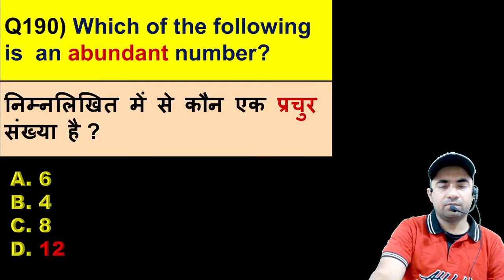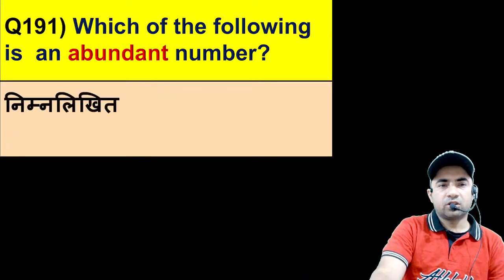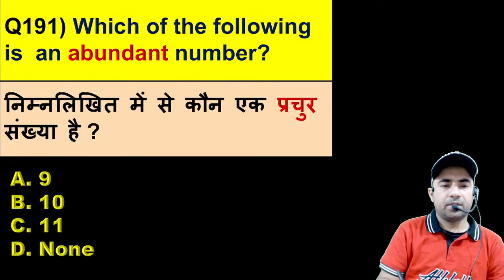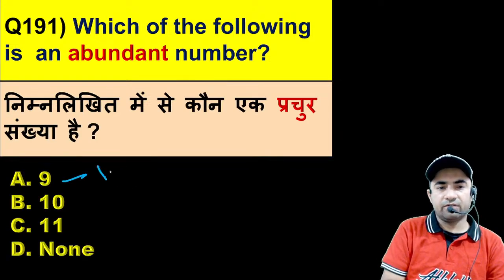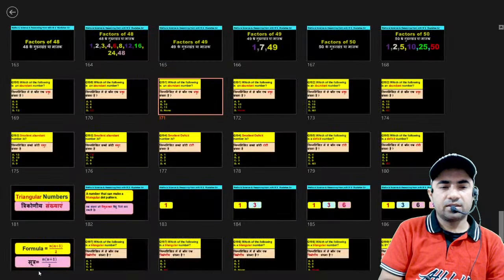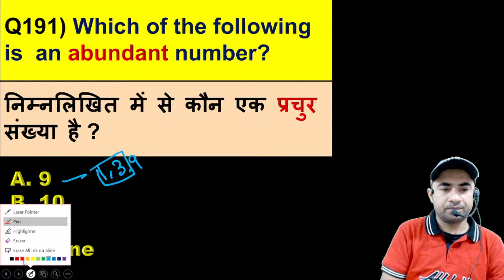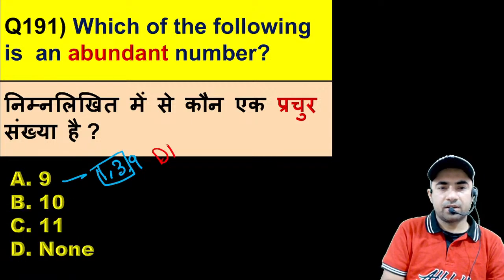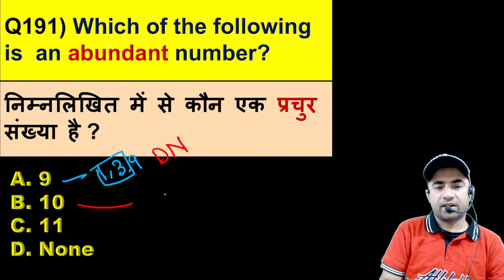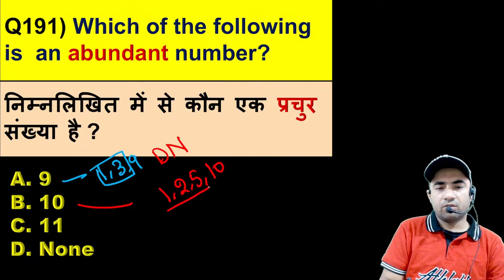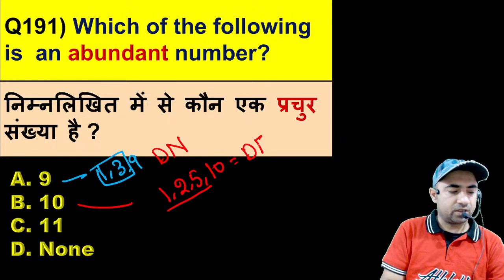Next question we have: which of the following is an abundant number? So 9, the factors are 1, 3 and 9. The sum of the proper factors is only 4. That's why 9 is a deficit number. And this 10, the factors of 10 are 1, 2, 5 and 10. The sum of the proper factors is only 8. That's why this 10 is also a deficit number.